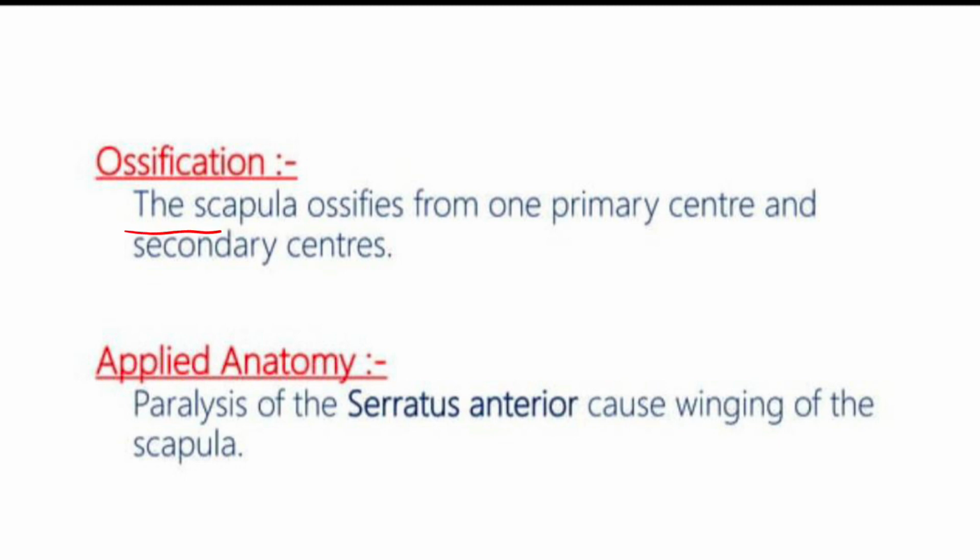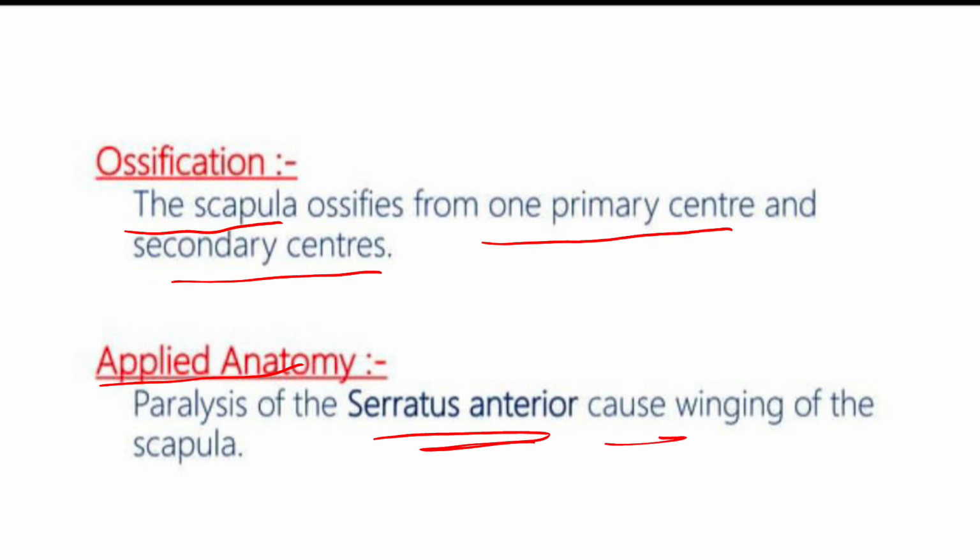Ossification. Scapula ossifies in cartilage. It has one primary center and seven secondary centers. Applied anatomy of the scapula. Paralysis of the serratus anterior muscle causes winging of the scapula.